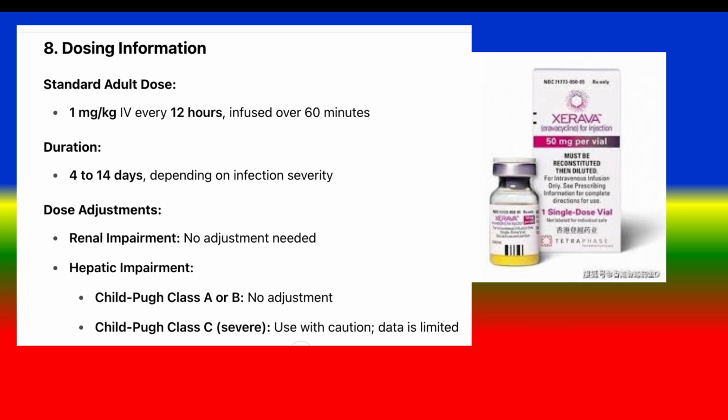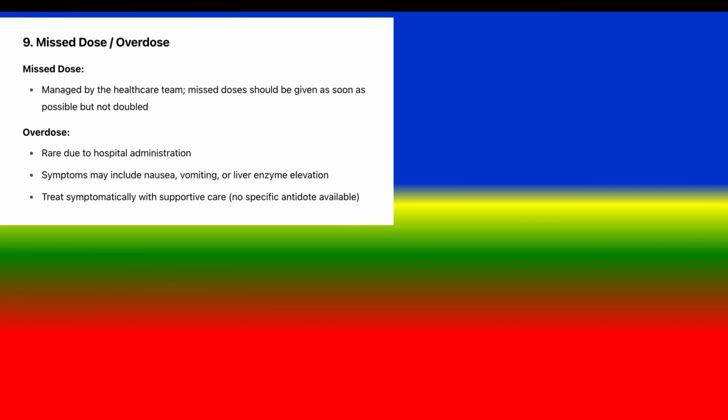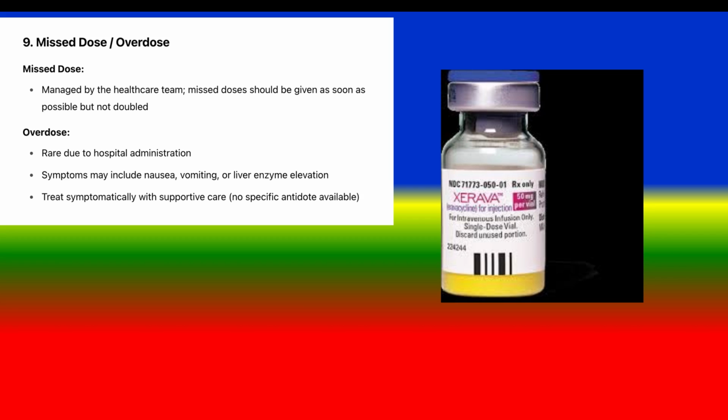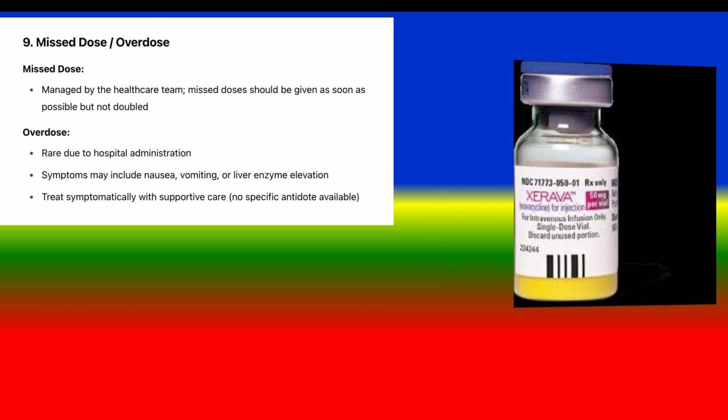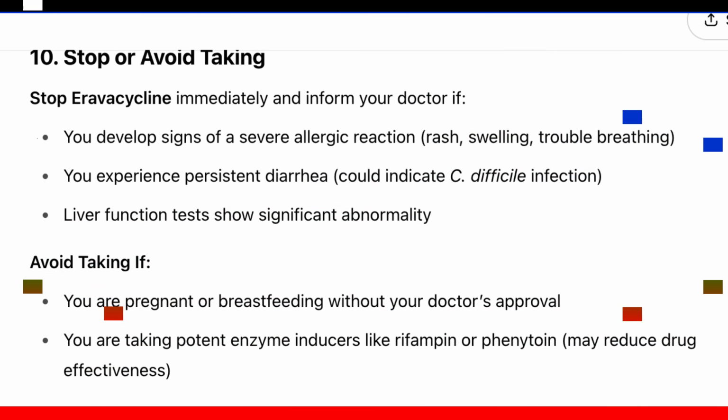Data is limited. 9. Missed dose, overdose. Missed dose, managed by the healthcare team. Missed doses should be given as soon as possible, but not doubled. Overdose, rare due to hospital administration. Symptoms may include nausea, vomiting, or liver enzyme elevation. Treat symptomatically with supportive care. No specific antidote available.